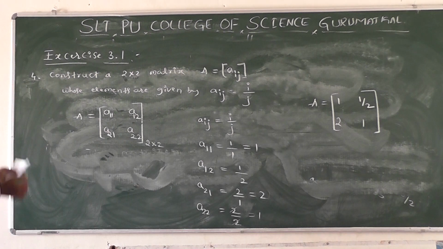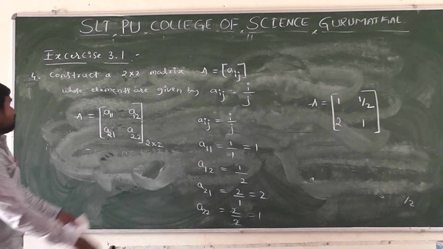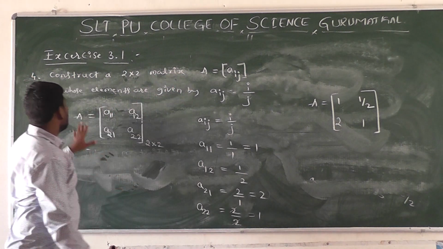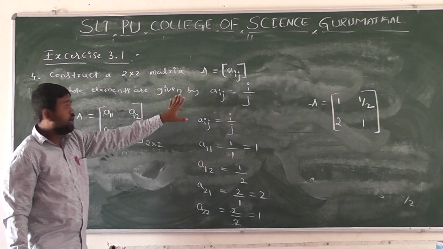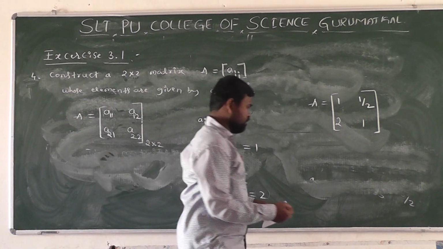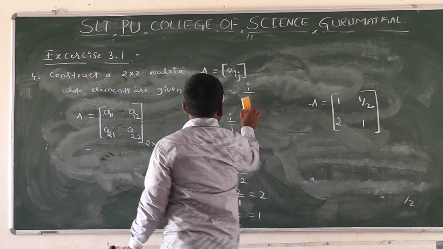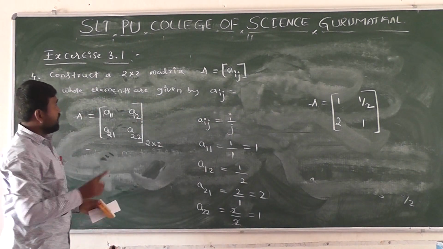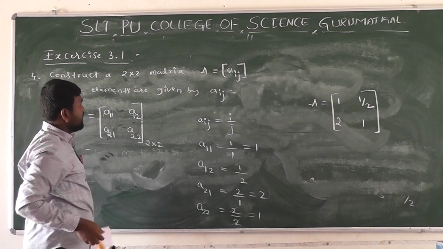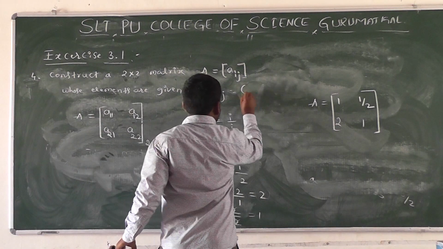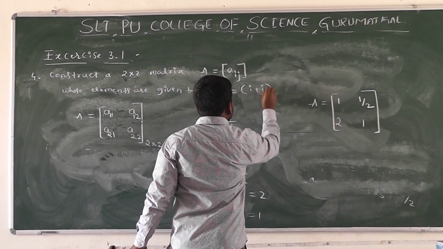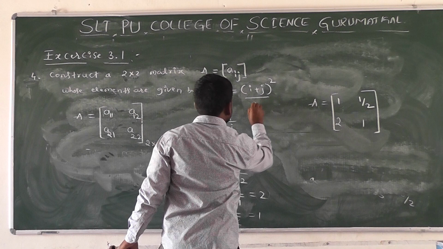Right? Next one, second question. Same: construct a 2 cross 2 matrix A equal to Aij, whose elements are given by Aij is equal to (i plus j) whole square divided by 2.